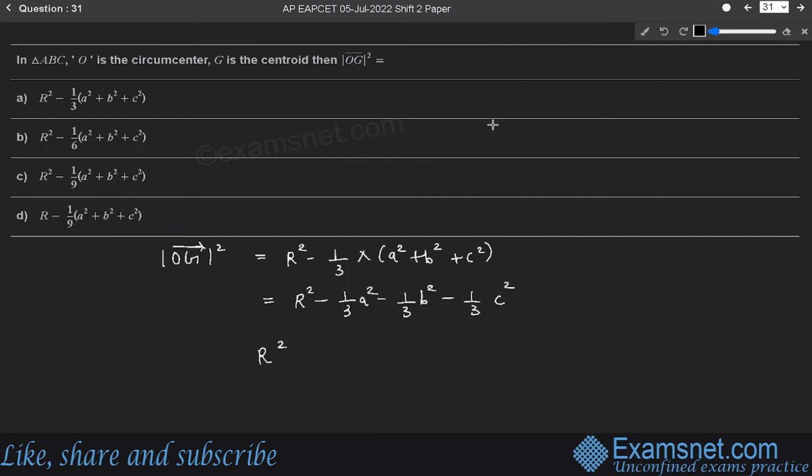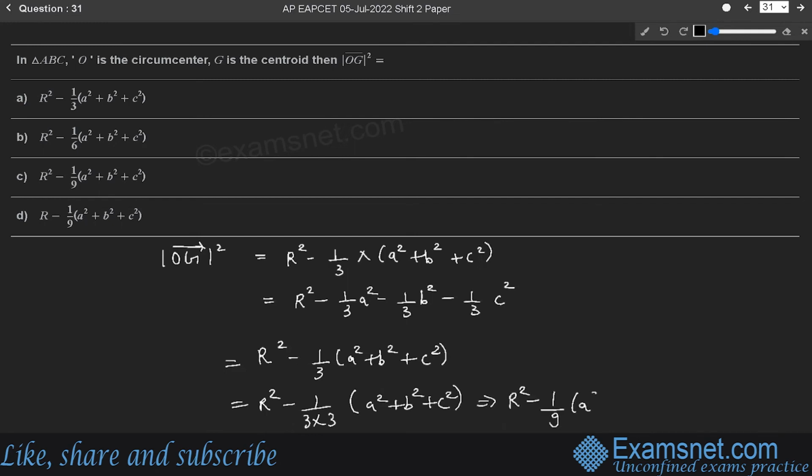So again it can be written as R square minus of 1 by 3 into A square plus B square plus C square. Multiplying it again by 1 by 3, it becomes R square minus 1 by 3 into 3 into A square plus B square plus C square, which gives R square minus 1 upon 9 into A square plus B square plus C square. So we can say that modulus of OG vector whole square will be equal to R square minus 1 by 9 into A square plus B square plus C square, which is option number C here.